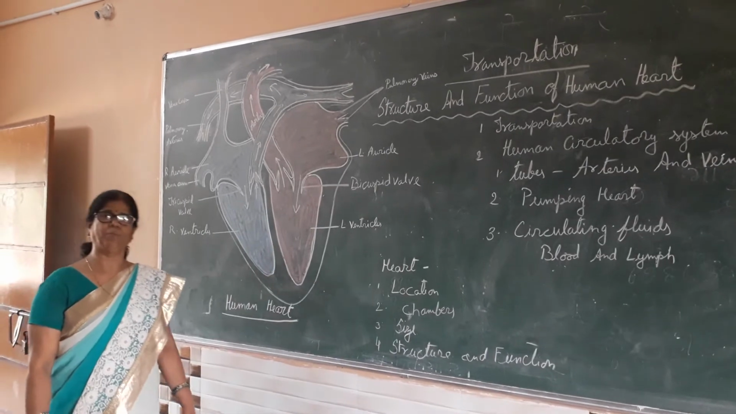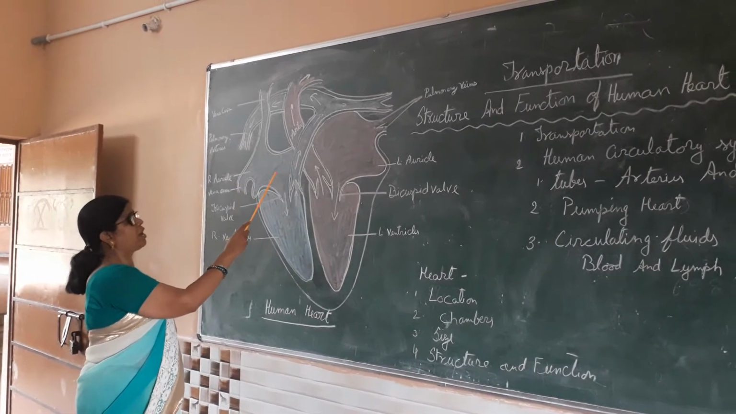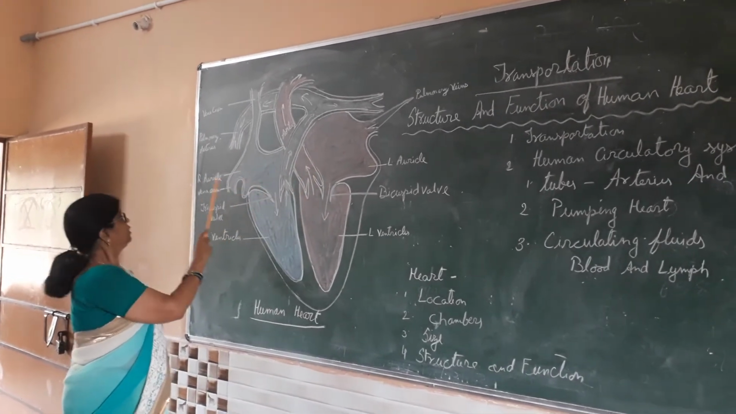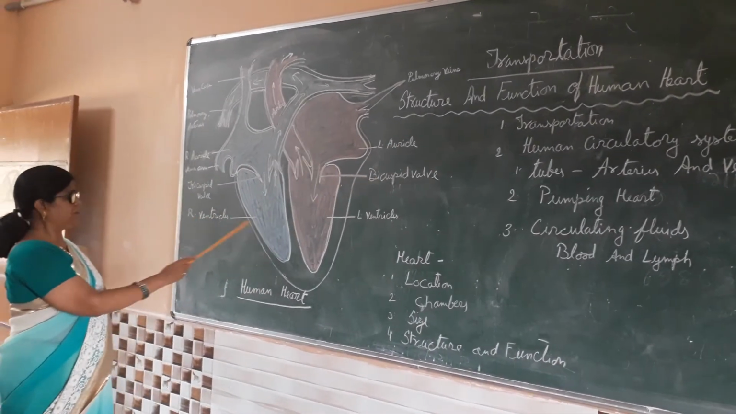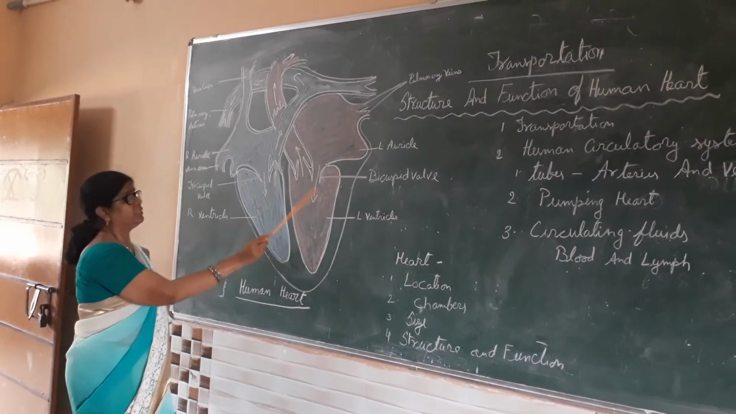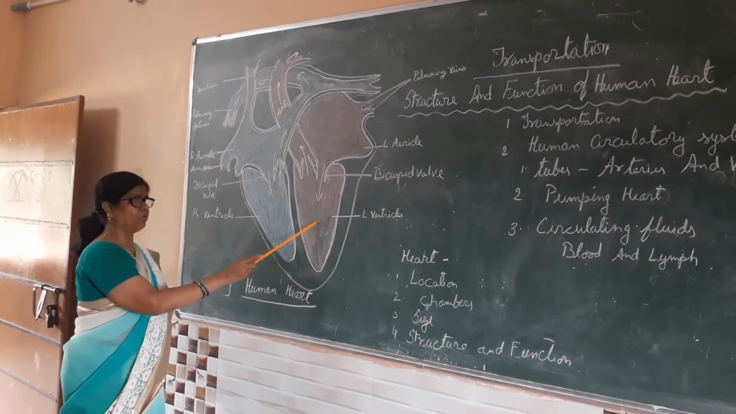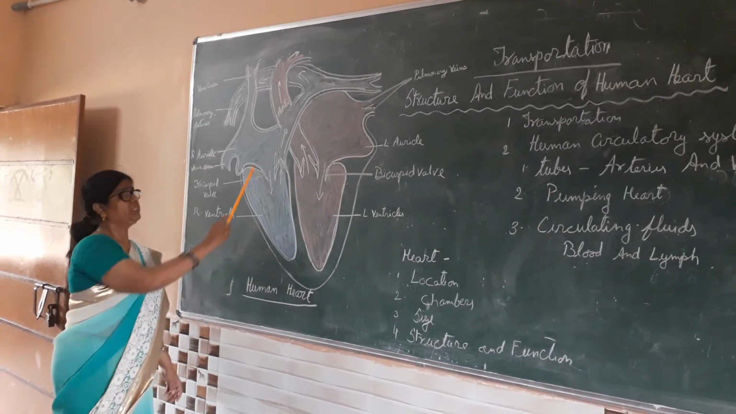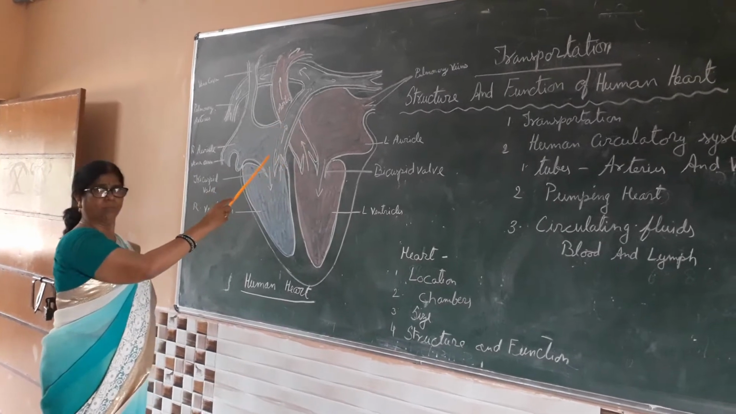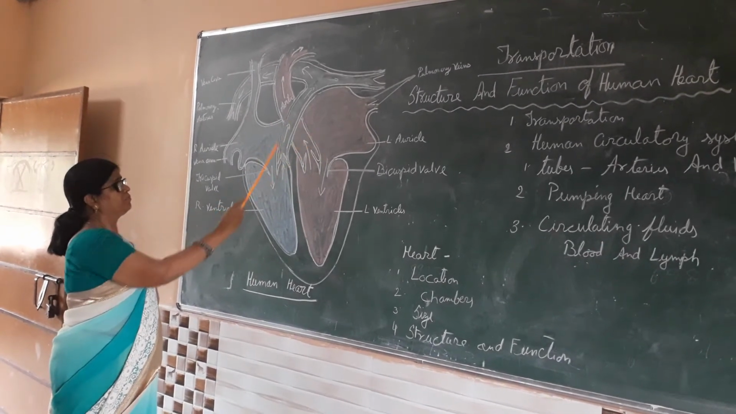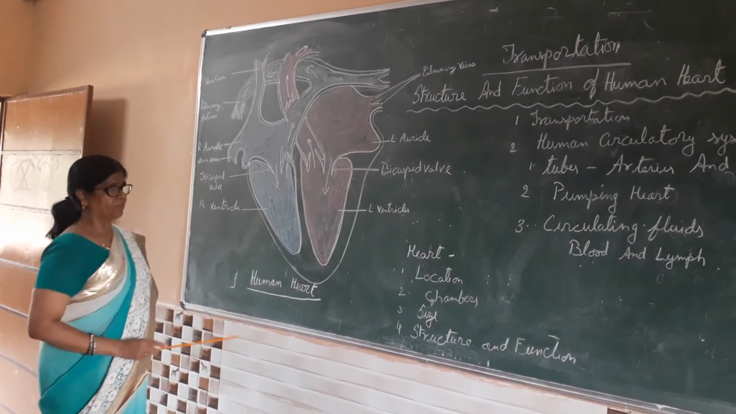The human heart has 4 chambers. You can see the 4 chambers of the human heart. The upper 2 chambers are called atrium or auricle. This is the right auricle, this is the left auricle. This one is the right ventricle, and this one is the left ventricle. Thus we can say that the 2 upper chambers are auricles and the 2 lower chambers are called ventricles, which are completely partitioned by the septum. Between the 2 auricles there is a septum called the auricular septum. Between the 2 ventricles there is the ventricular septum.